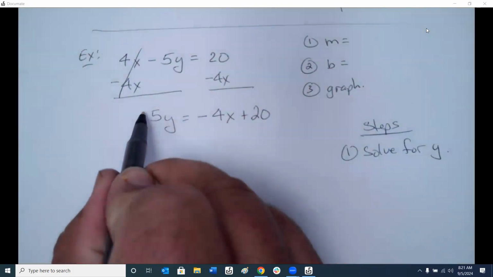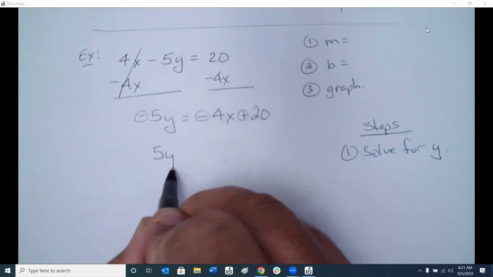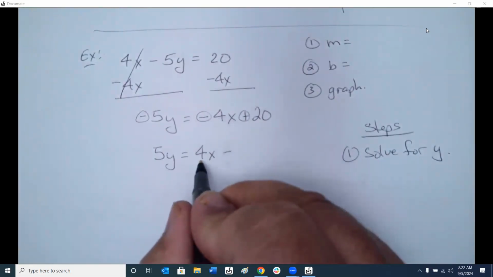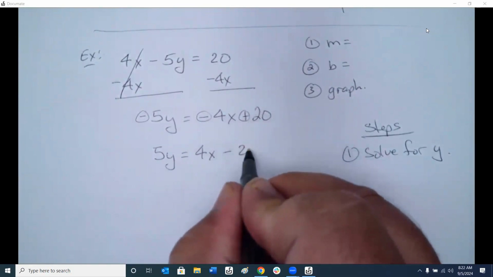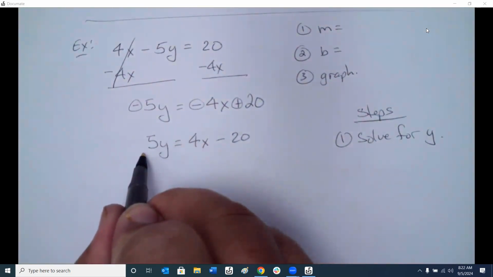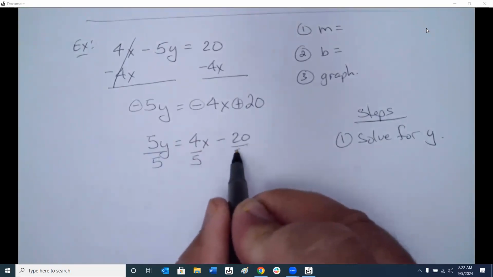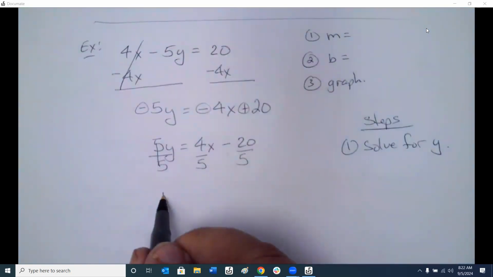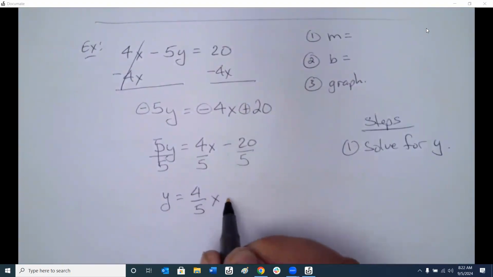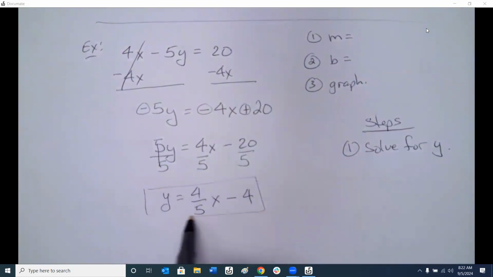Since it's got a negative in front of it, I change all of the signs. So that negative 4 becomes a positive 4. Positive 20 becomes a negative 20. And then I divide each term by 5. 20 divided by 5 is 4. So there's my linear equation.